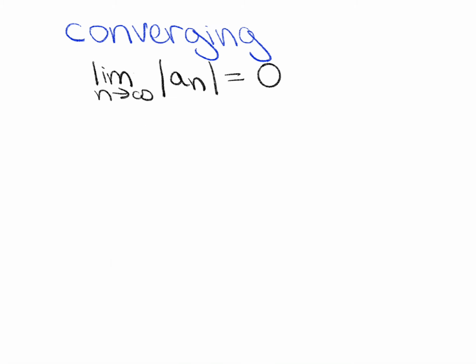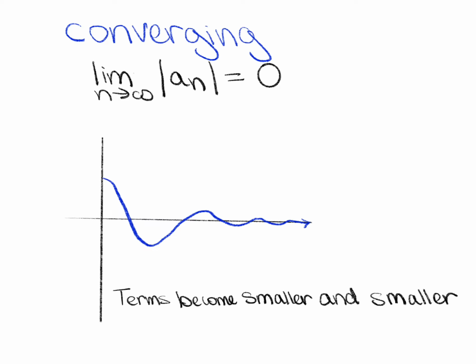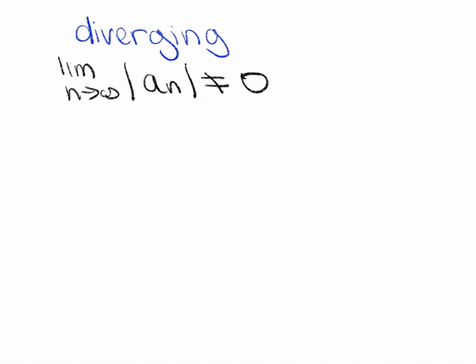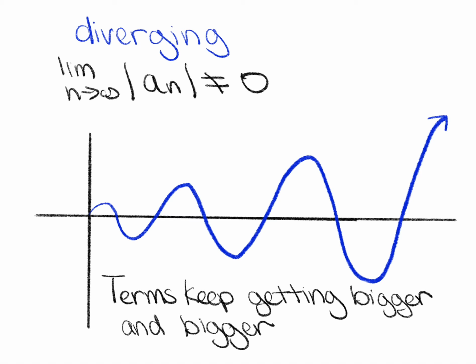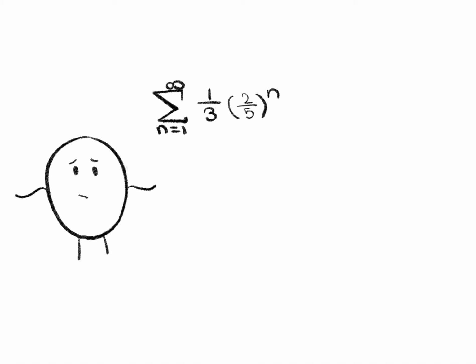When a series converges according to the alternating series test, the size of the terms gets smaller and smaller, and the series gets close to one number. When the limit is not zero, that means the size of the terms never decrease and the sum keeps getting bigger, so it diverges. Let's take a look at our third customer.